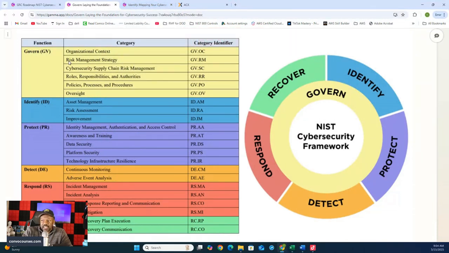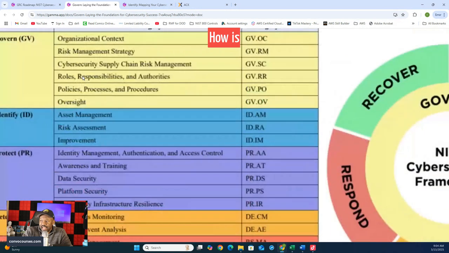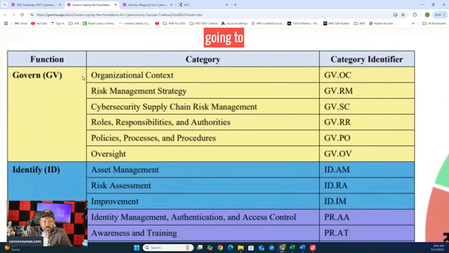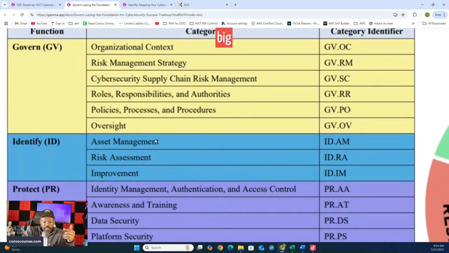Govern function is what is the organization? How is the organization going to implement cybersecurity throughout the entire structure of the organization? How are they going to do that? Leadership has to fund it. Leadership has to back it. That's how they do it. And we went through many of these different aspects. Policy is a real big part of that.